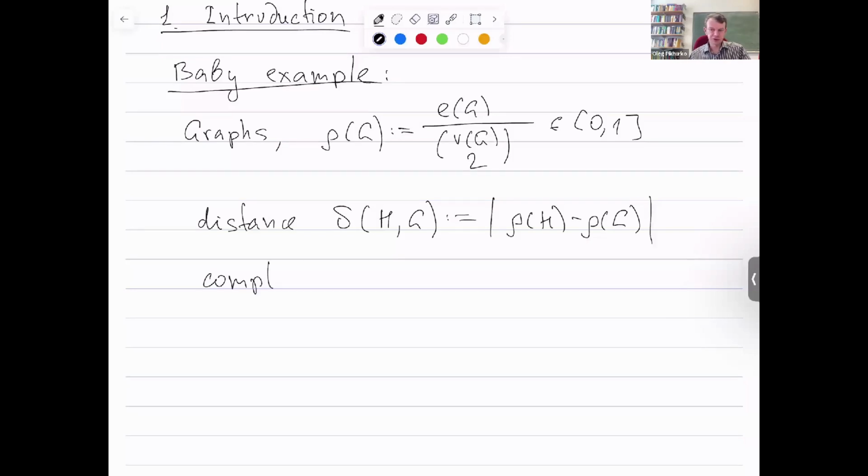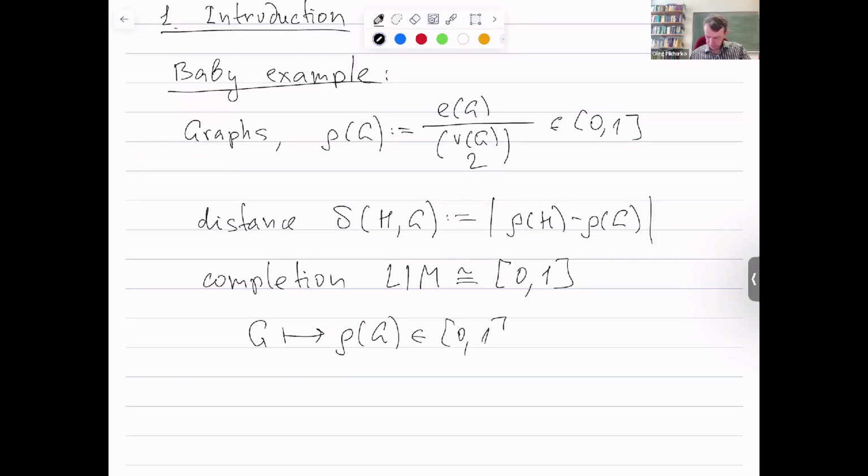So basically, for every Cauchy sequence, we add an extra point modulo some equivalence, and this completion I'll call the limit space, lim. In this particular case, the completion you can identify with the interval [0,1]. And then if you have a graph G, it corresponds to a point in this limit, which is its edge density. But of course, here we look at finite graphs, so what you get would be some rational number.